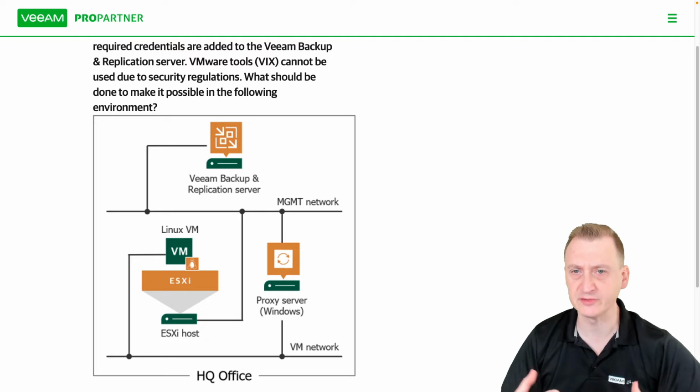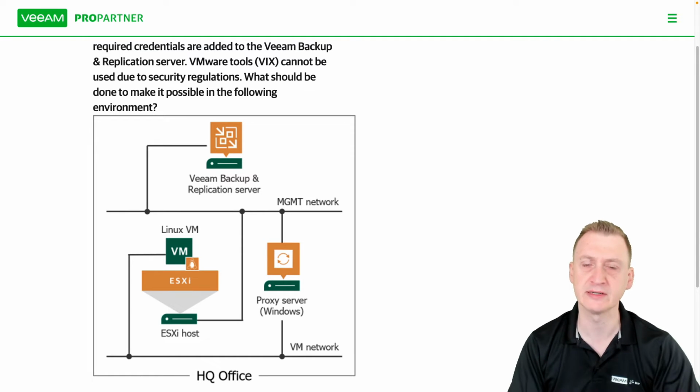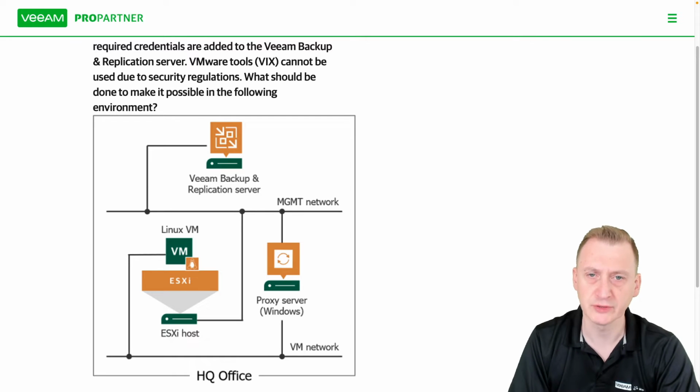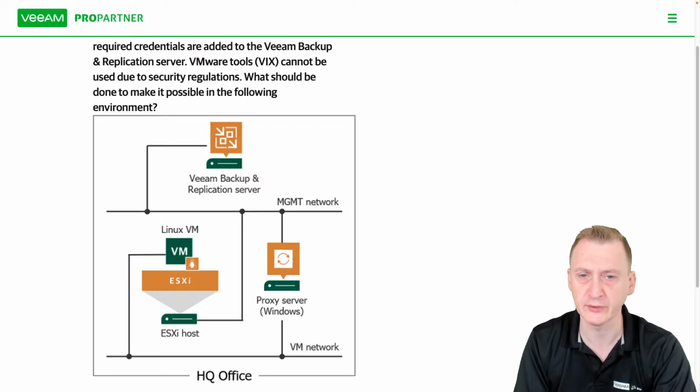So VMware Tools has this management API that you can use to inject and execute something. In this case, it could be the runtime, but we can't do that. What should be done to make it possible in the following environment?